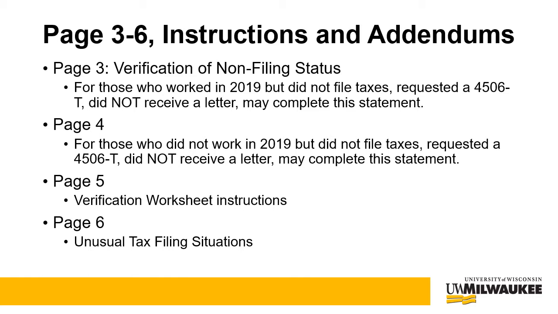Page 5 lists additional verification worksheet instructions. It provides further guidance and information on how to complete the verification worksheet. Page 6 lists instructions for unusual tax filing situations. Some students and their families might encounter unique circumstances with their tax status for 2019. The list on page 6 doesn't cover all circumstances that can arise, so please contact the financial aid office for help if you have questions.